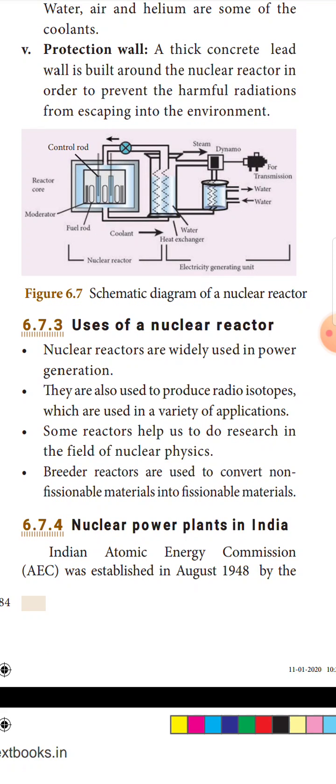So, uses of nuclear reactor. Nuclear reactors are widely used in power generation. They are also used to produce radioisotopes, which are used in a variety of applications. Some reactors help us to do research in the field of nuclear physics. Breeder reactors are used to convert non-fissionable material into fissionable material.